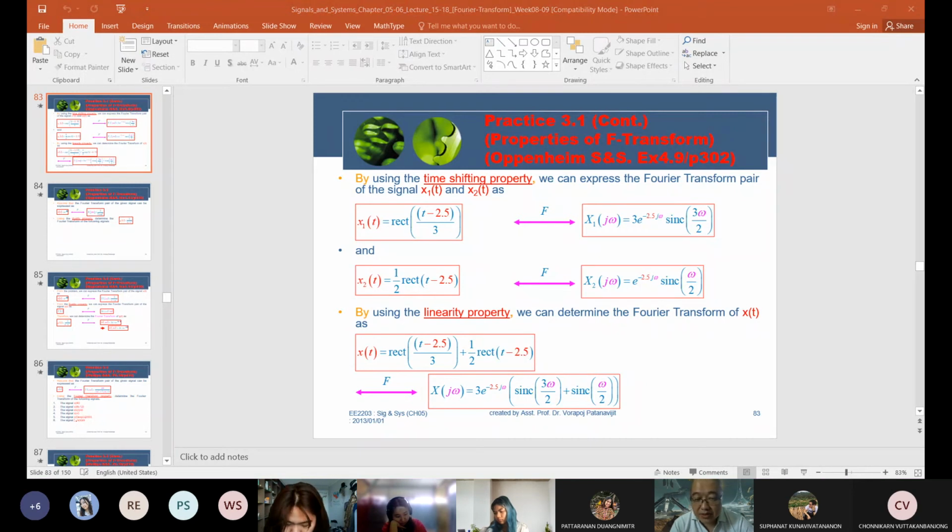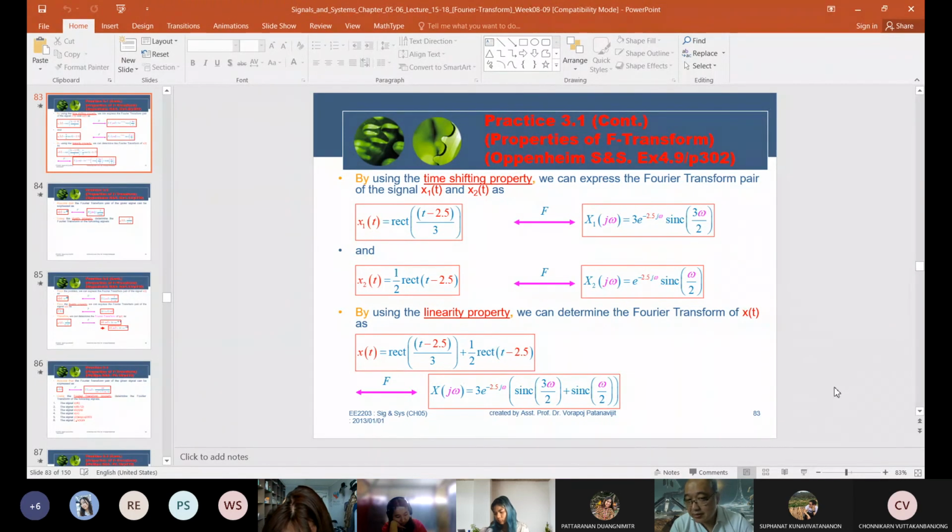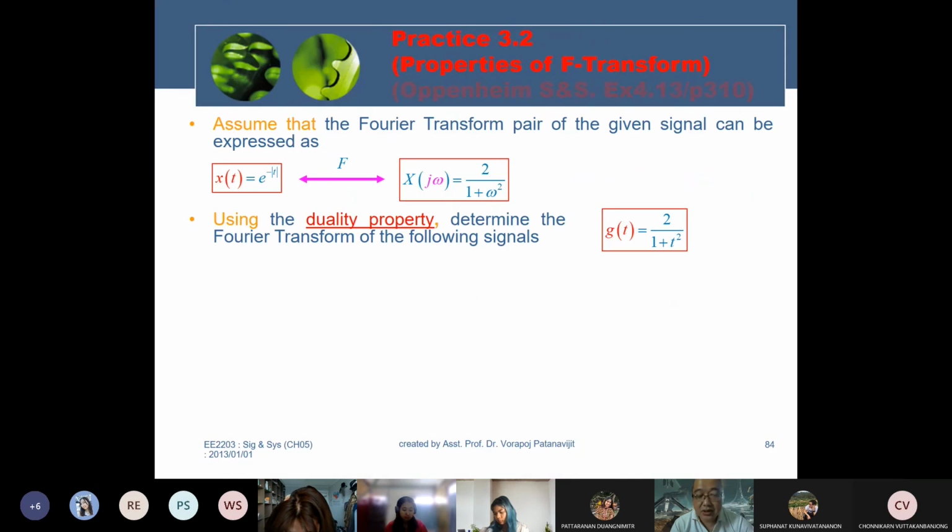I will provide the solution for the second one to make it clear, so listen up and see clearly what happened in the second question. This question: x(t) is e to the minus absolute value of t. If we assume that the Fourier transform of it equals this, you are asked to determine the function g(t) that is similar to this form. You must use the duality property.